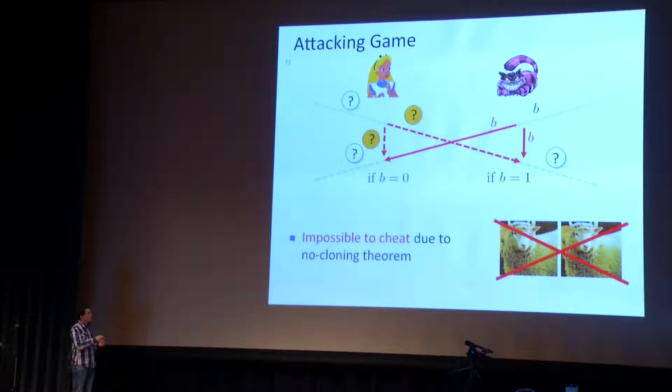Bob needs the qubit, and it's too late to send it. It would arrive too late, so the other verifier would notice. So it looks like this is secure, because there is some certain probability that things will go wrong.